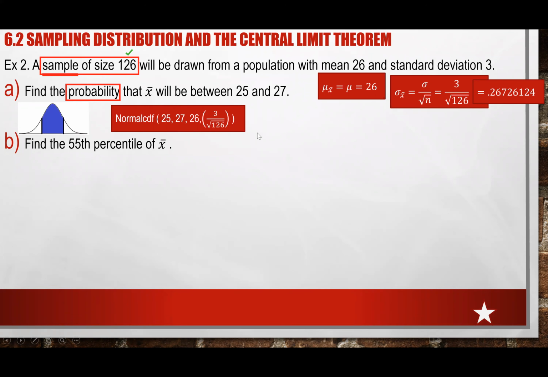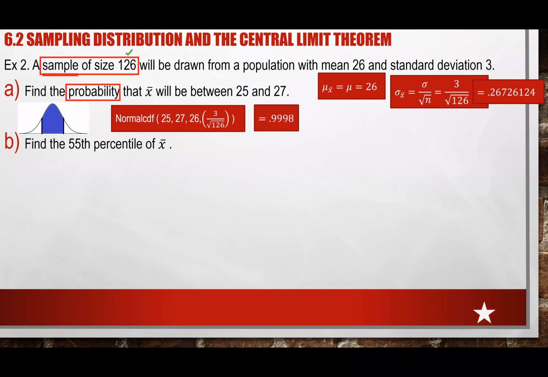Or you can use 0.267261254. And again, if you type that in, you will get 0.9998. And I just put 4 decimal places to show you that the probability is not equal to 1. So again, depending on your homework, quiz, or test, they tell you how many decimals they want. So this is what we have in this item.